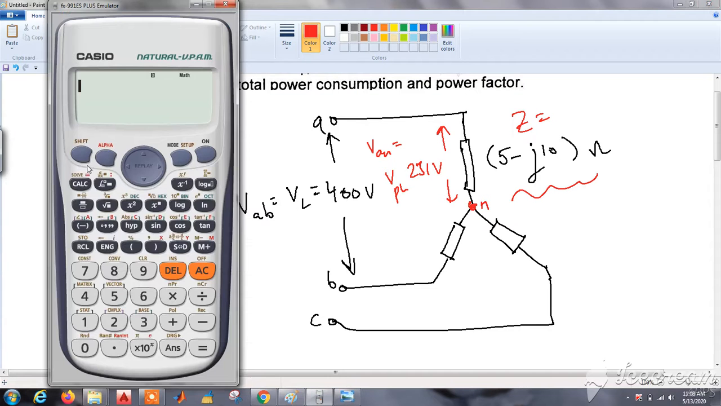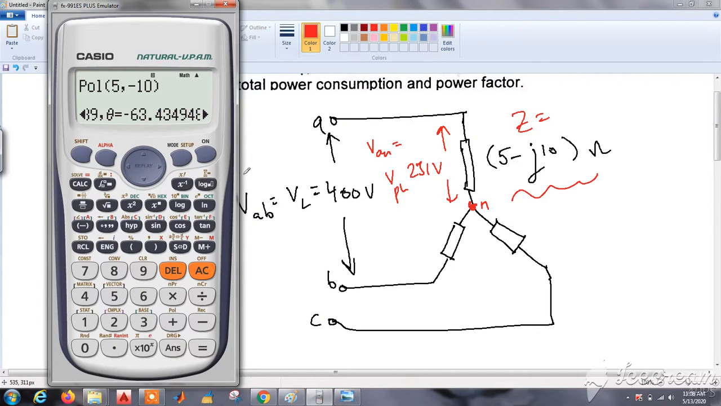We will also convert this Z from rectangular form to polar form in the calculator. Press shift polar 5 comma minus 10 bracket close, press equal to. So the value is 11.18 ohms at an angle of minus 63.43 degrees.